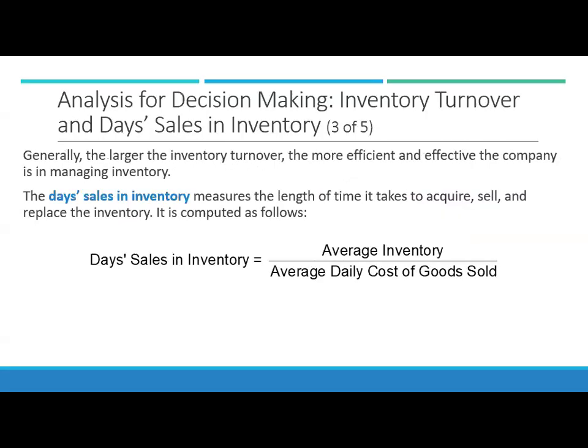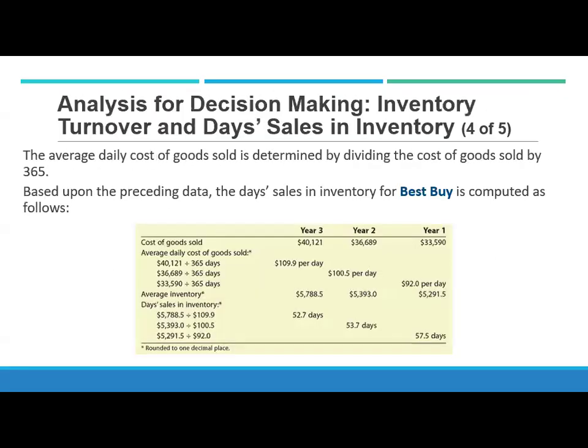The flip side of this is days sales in inventory. We take our average inventory divided by our average daily cost of goods sold, which is our cost of goods sold divided by 365 days. So we could write this out as average inventory divided by cost of goods sold divided by 365.